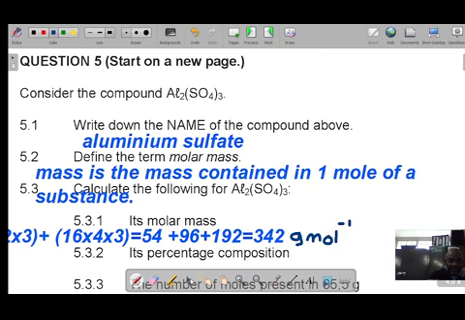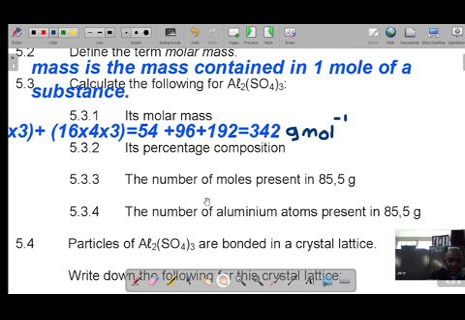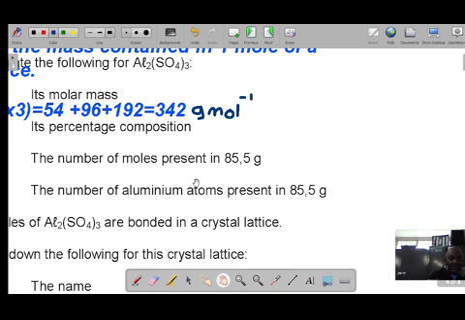Now next they said to calculate the percentage composition of this stuff here. For percentage composition, we use the total molar mass and divide each one by the total molar mass, then times 100 to get a percentage composition. As you can see, for aluminium it is 54, so it's going to be 54 divided by 342 times 100. What about sulfur? 96 divided by 342 times 100. About oxygen? 192 divided by 342 times 100 as well.